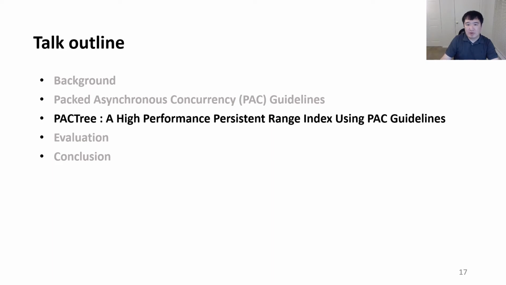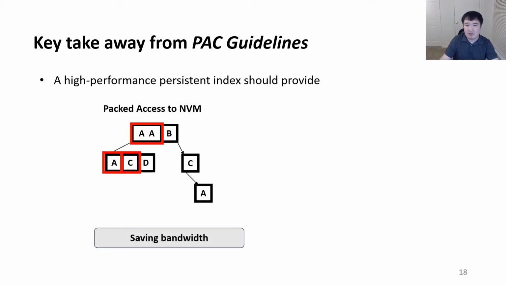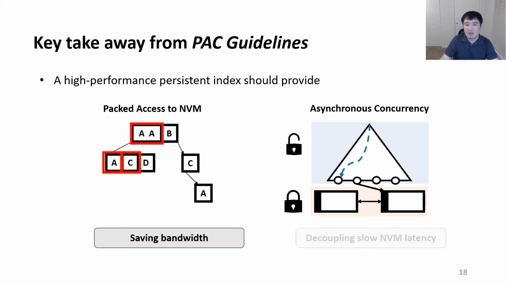Now, let me explain our high-performance persistent range index PACTree, which is based on the PAC guidelines. The key takeaway from the PAC guidelines is that the fundamental performance limiting factor of a persistent index is the limited bandwidth and the slow latency of NVM. We propose that a persistent index should provide packed access to save the limited NVM bandwidth and asynchronous concurrency control to decouple the long NVM latency from the critical path.